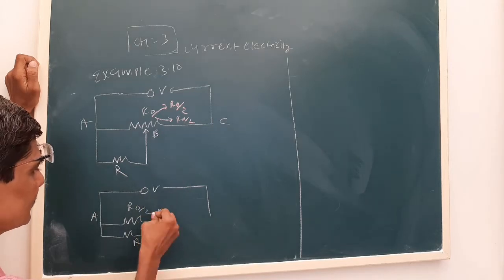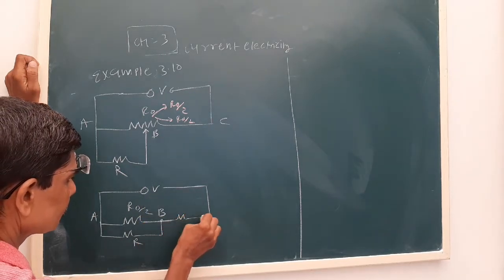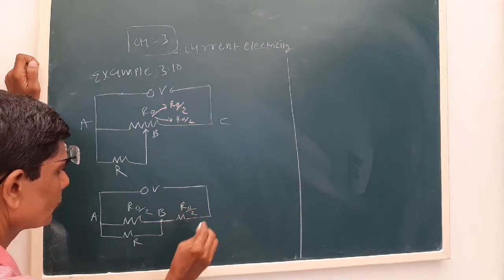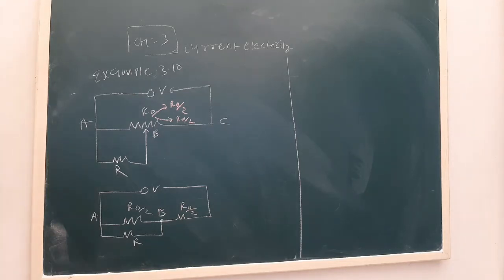A, point B is here. The circuit can be redrawn like this. What you have to find out is the potential drop. Derive the expression for the voltage across R. We have to obtain the voltage across capital R.